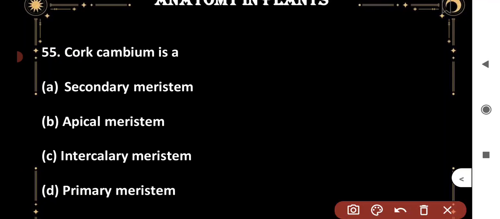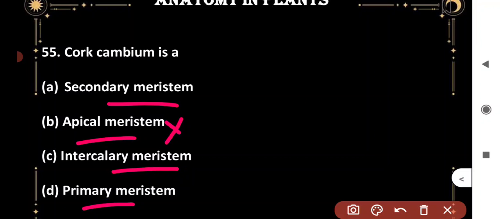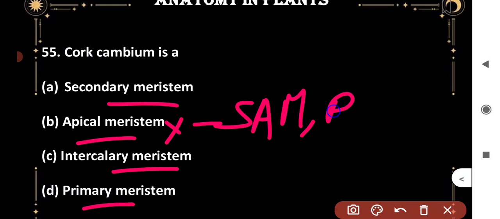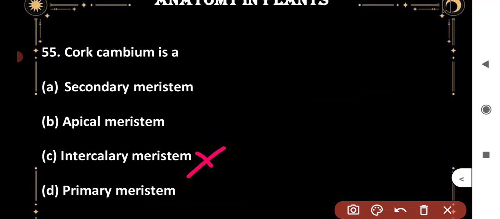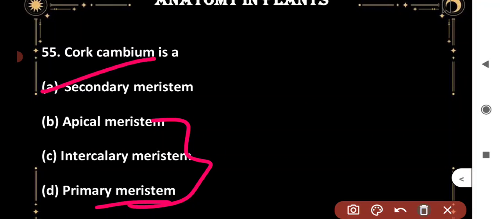Cork cambium is what? Cork cambium is a secondary meristem, apical meristem, intercalary meristem, primary meristem. It is not an apical meristem because apical meristems are shoot and root apex. We can say shoot apical meristem and root apical meristem, RAM and SAM. Intercalary meristem, no, it is a primary meristem. Primary meristem. So these three cannot be possible. Secondary meristem is the correct option.